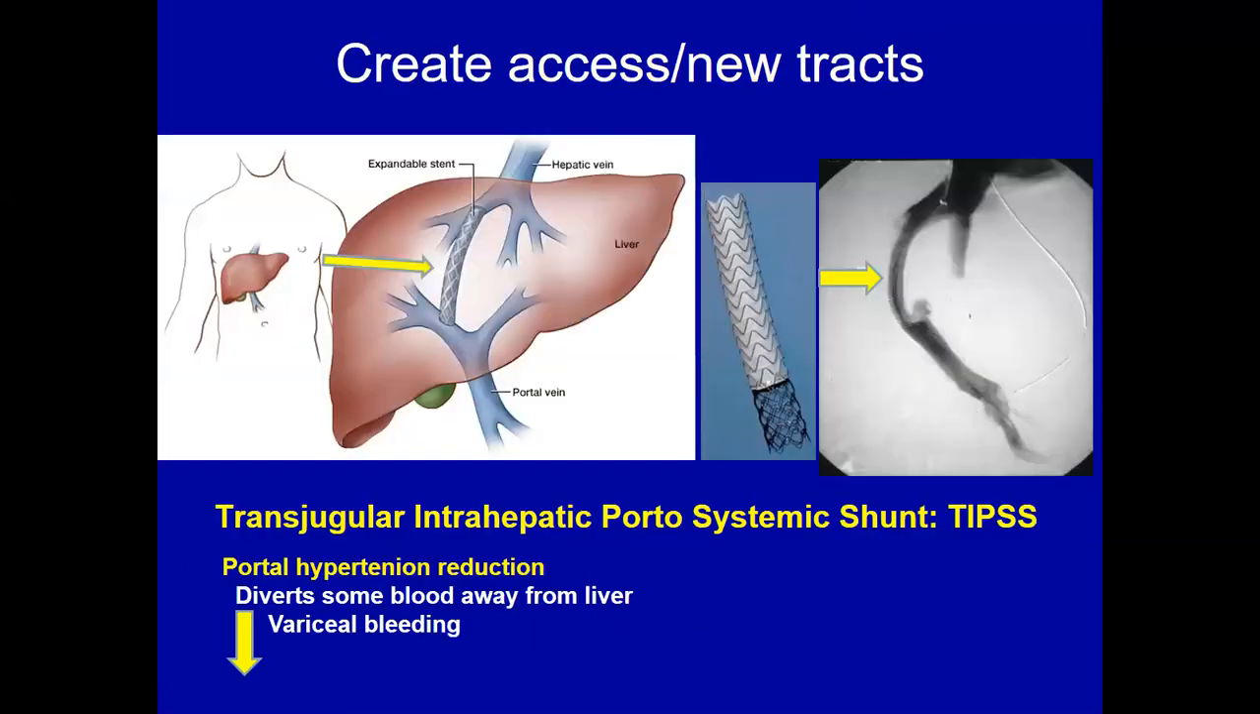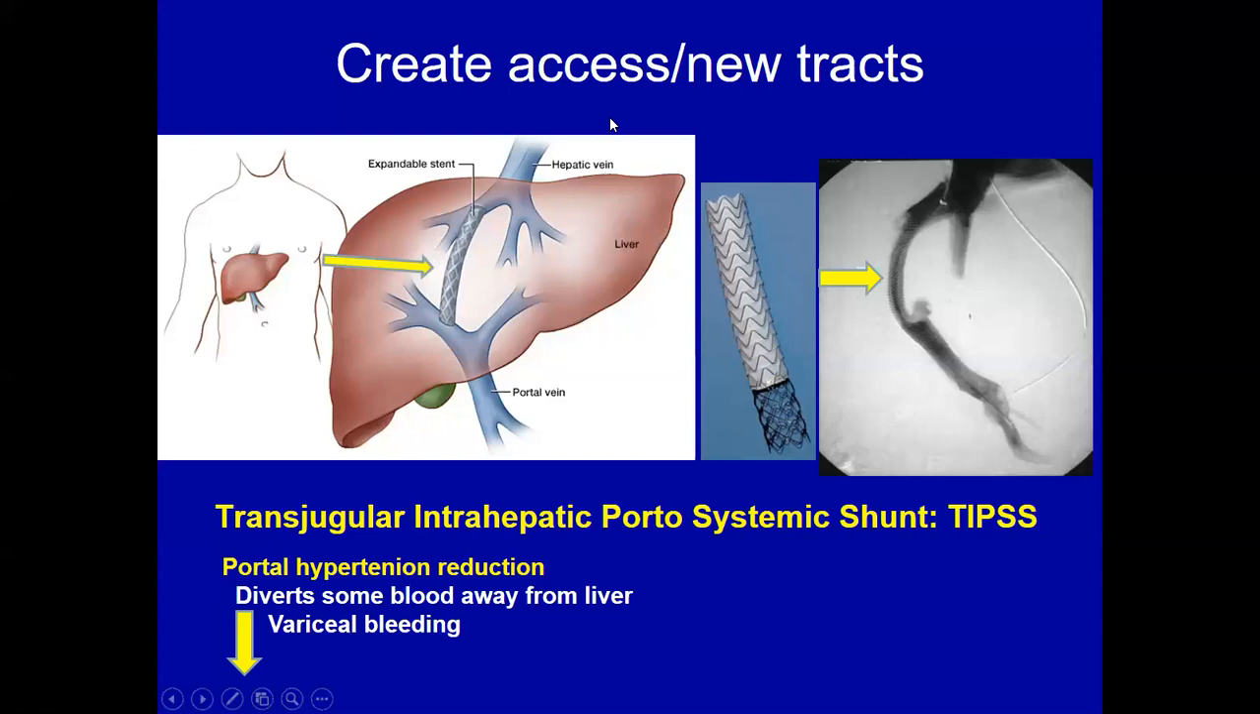We can create access in the liver. So this is a diagram that shows you, this is the liver. And the blood flow comes to the liver from the portal vein. Then it goes to the tissues of the liver. And as it goes back, it goes into the hepatic vein up to the heart.